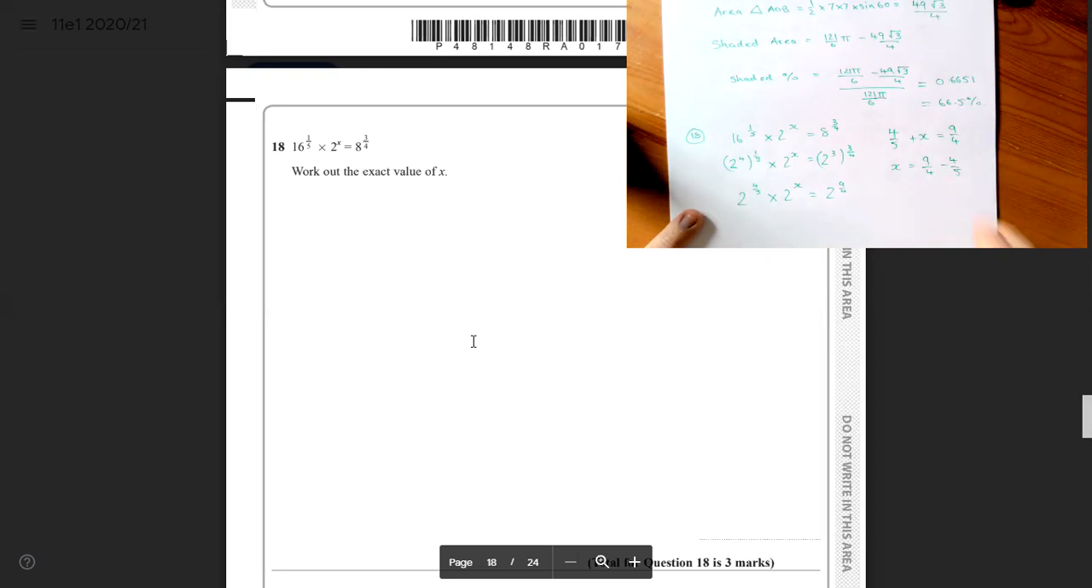I need to get a common denominator. x equals over 20 minus over 20. 9 times 5 is 45. 4 times 4 is 16. So x equals 29 over 20, which is 1.45.